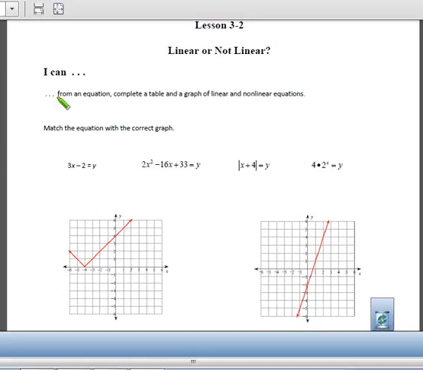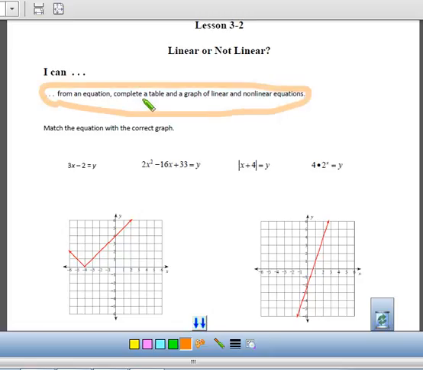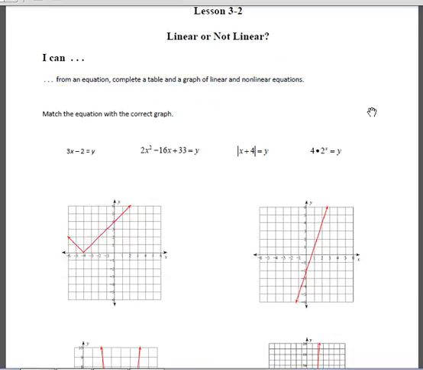Our target says, I can, from an equation, complete a table and a graph of linear and nonlinear equations. So on page 5 we have some examples. Now some of you may be able to answer this, but not all of you will be able to, at least yet. But by the time we're done with this video, I believe that many of you will be able to answer this just by looking at them and not necessarily having to go through the process of making a table and plotting the graph and everything.